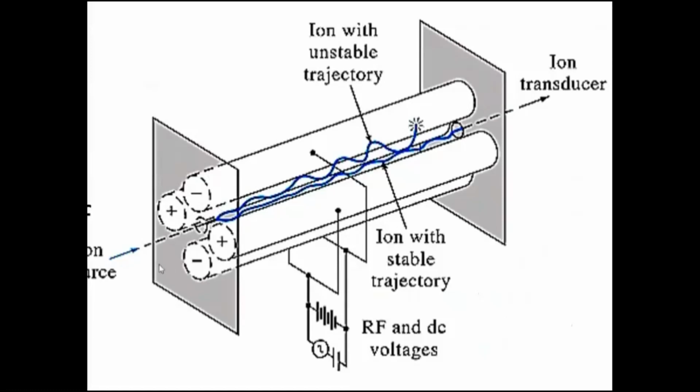Okay, so it will get repelled from there, and at low frequency the heavy molecules will travel all the way to the detector. Now try to imagine the frequency of change in the rod potential is very high.